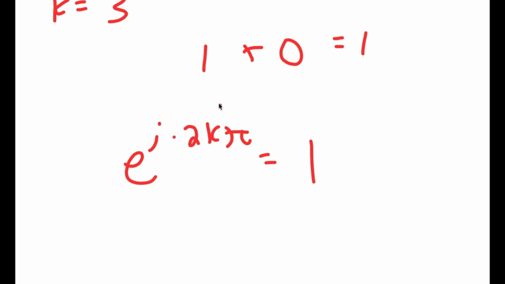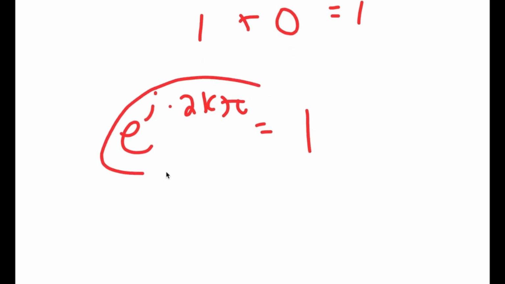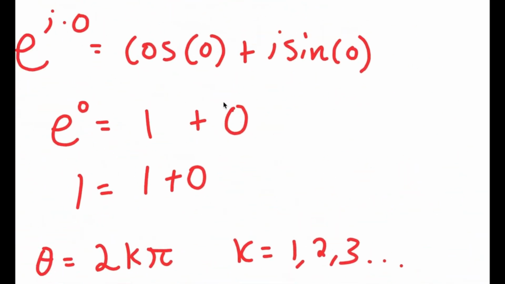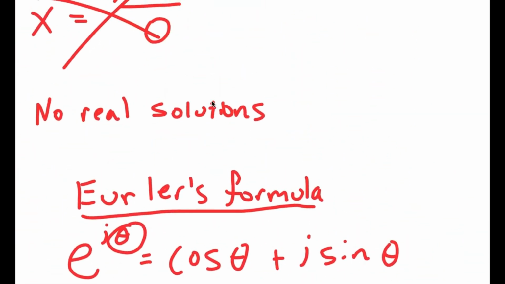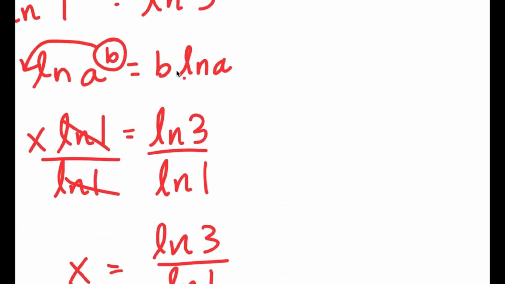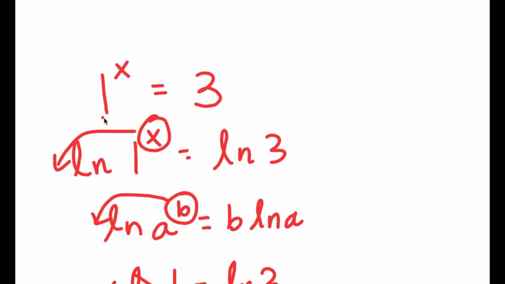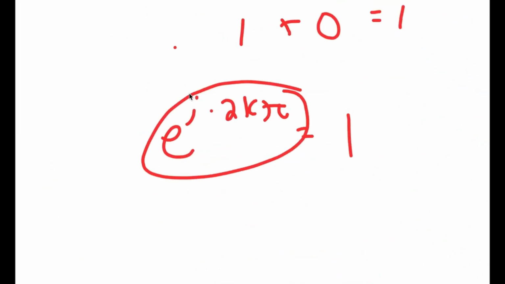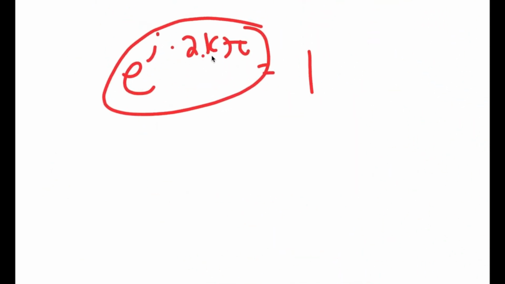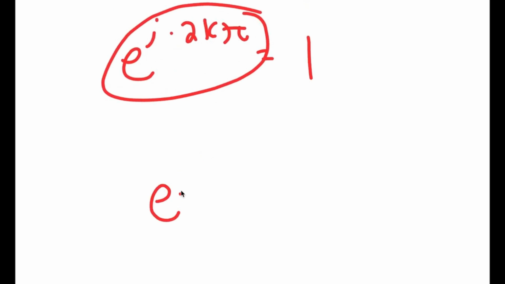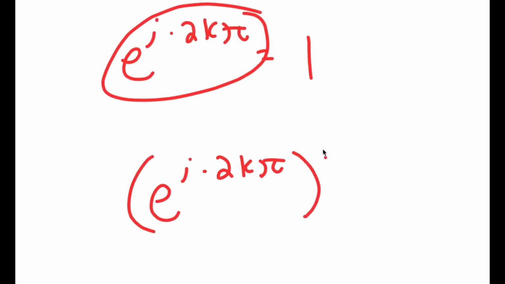So now this means that we can substitute this back into our original equation, which is 1 to the power of x is equal to 3. This is our original equation, and we can substitute in 1 for e to the power of I times 2k pi. So now I get e to the power of I times 2k pi, to the power of x, is equal to 3, and this is my new equation.